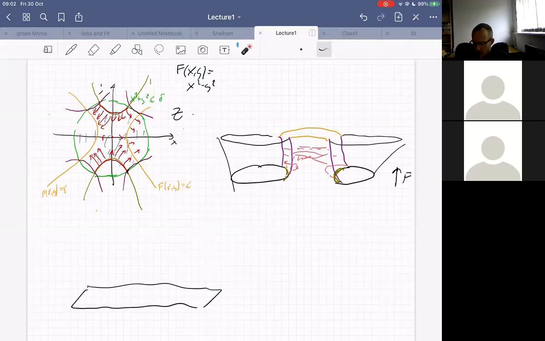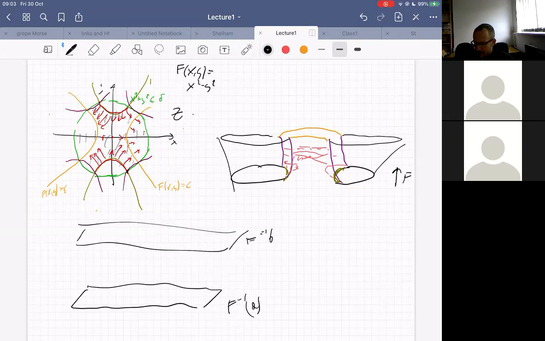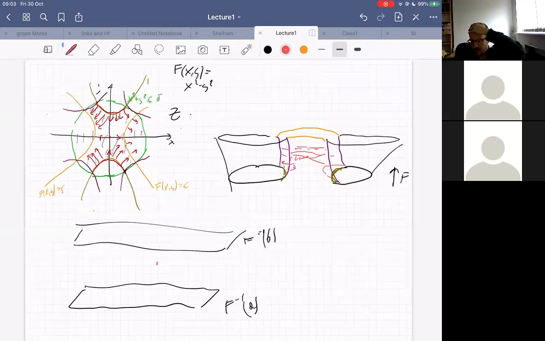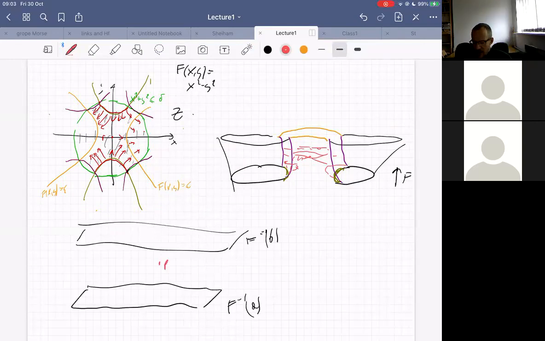Okay, sure. So what happens if we have a level set f inverse of A, and we have f inverse of B, for a general Morse function. Now suppose B and A are close to each other, so that the critical point is here, so that I can draw the level set Z already between f inverse of A and f inverse of B. So here is my set Z. I can always find a set like this.